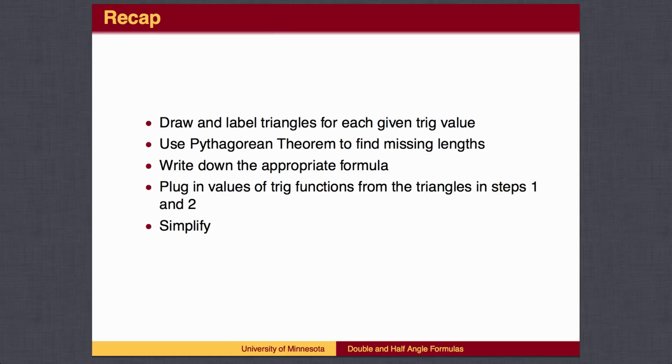To recap, in most cases you'll be given the value of a single trig function and be asked to find the value of a trig function for the double or half angle. To do so, draw and label a triangle for the original angle. Find missing lengths by the Pythagorean theorem. Then use the appropriate formula, plug in the values by reading them off the triangles, and simplify.